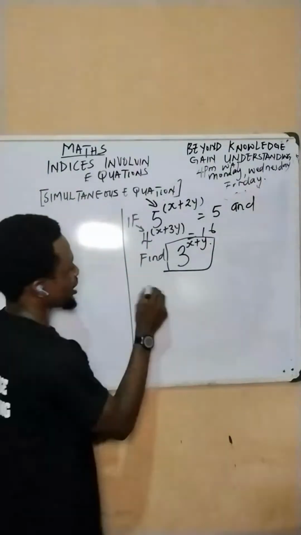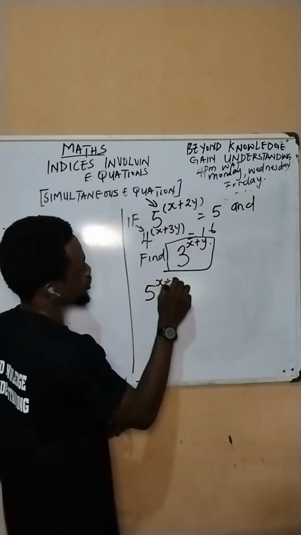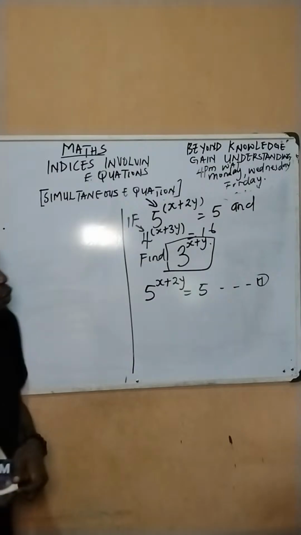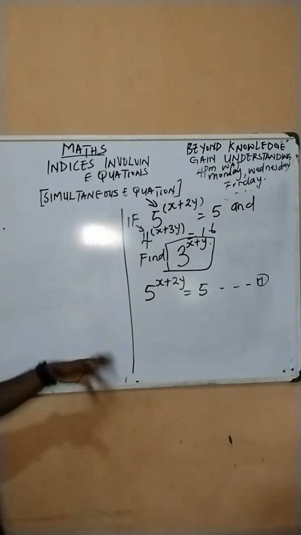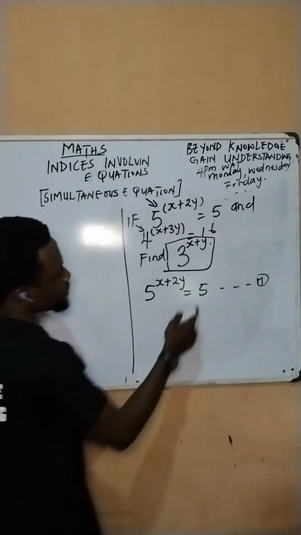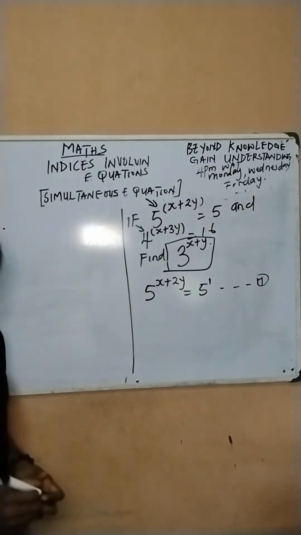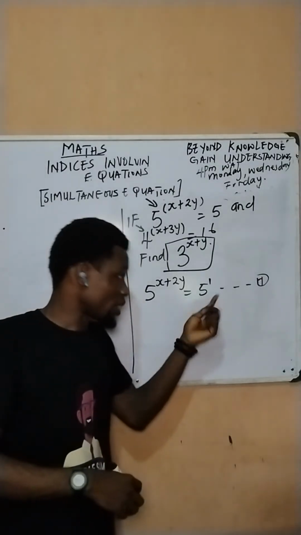So the first expression is 5 raised to the power of x plus 2y equals 5. This is our equation 1. Well, what can we do to this equation 1? Because I feel like we can actually simplify it. Because 5 is the same thing as 5 raised to the power of 1. Yes, we can express this 5 as 5 raised to the power of 1.